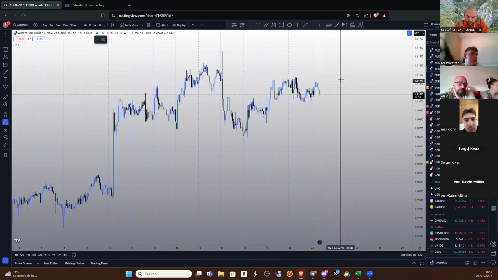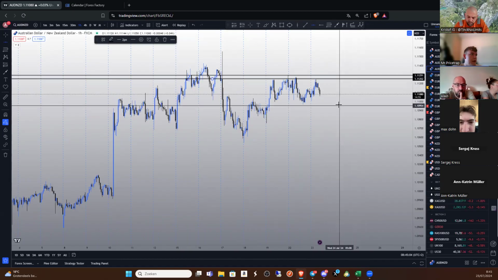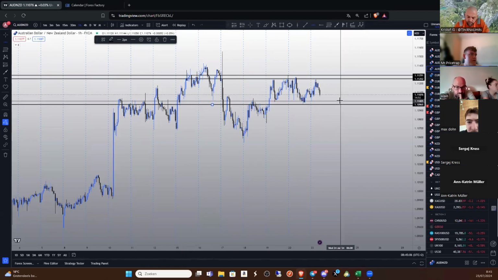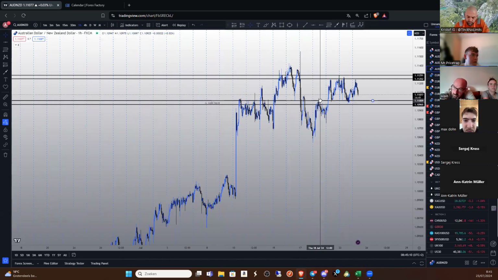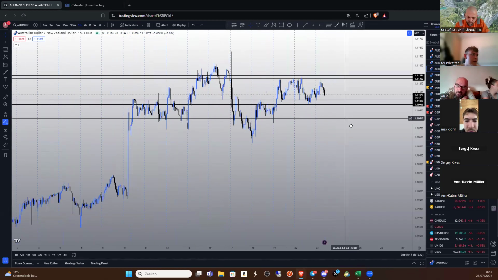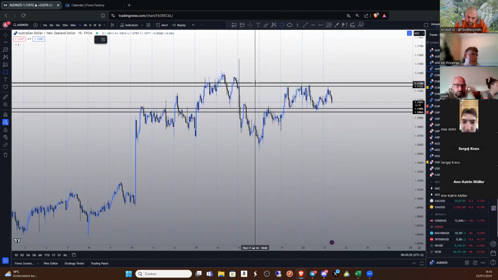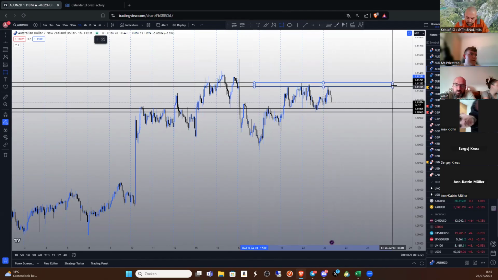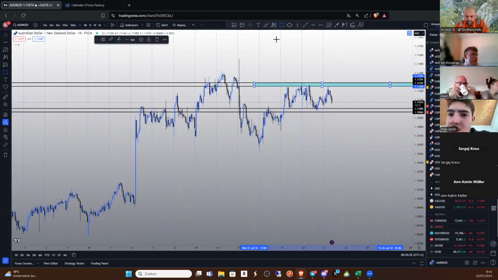Oh, wrong drawing tool. There we go. So for AUD, NZD, I want to use that structure that the market has created. Like you can see, very obvious, very clean, very easy. Market is stuck in between a high and a low. We simply trap it, okay?